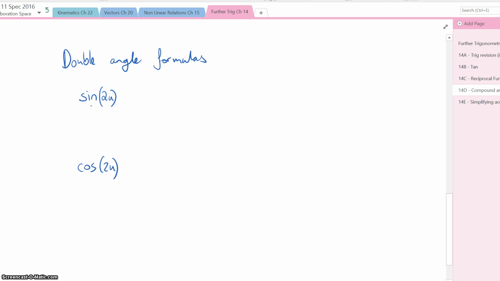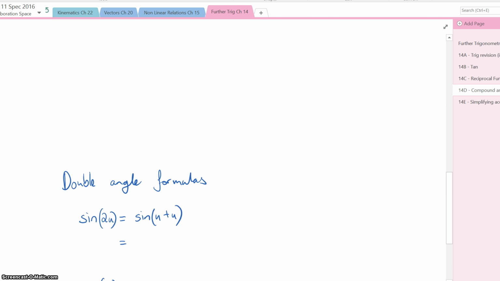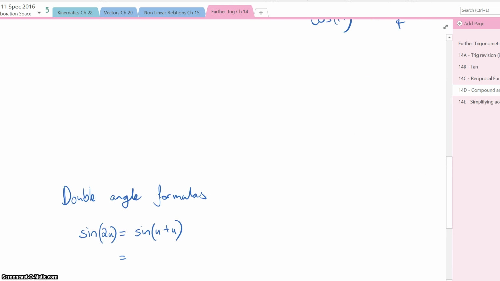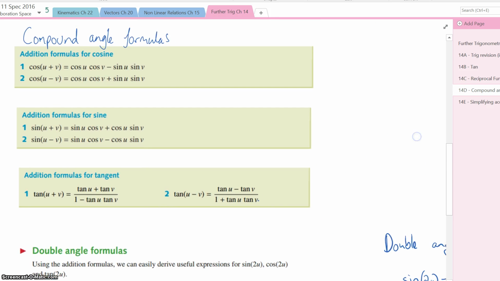Sine of 2u. I don't necessarily know what that means, but I can turn that into sine of u plus u. Yep, 2u, same as u plus u. And now I can go back and use my compound angle formulas. I'll just get them up here so you remember them. So we're looking at this one here, number 1.